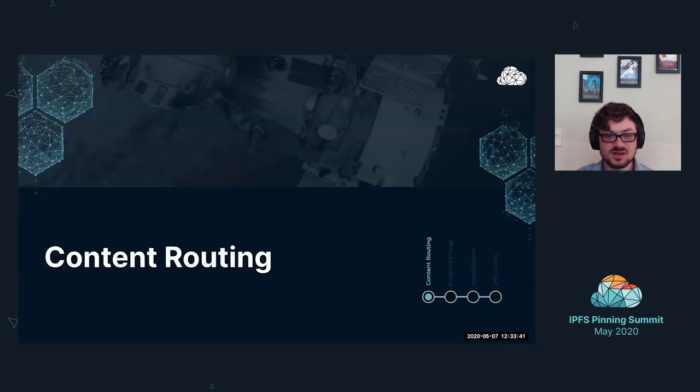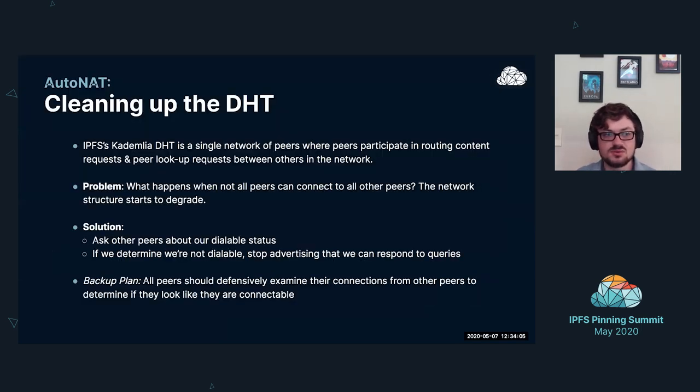First up, we've made a bunch of improvements to content routing. Content routing is the logic IPFS has around announcing content to the network and then finding content in the network. The main thing we use for this is something called a DHT, distributed hash table. We've made a bunch of improvements here to massively increase performance and reduce some overhead, connection forming and stuff like that. So one big improvement here was cleaning up the DHT.